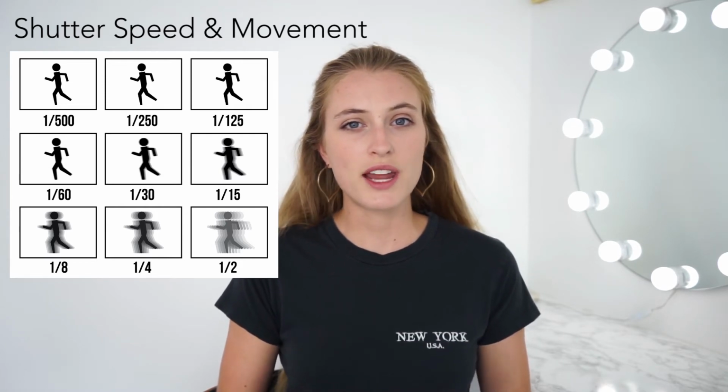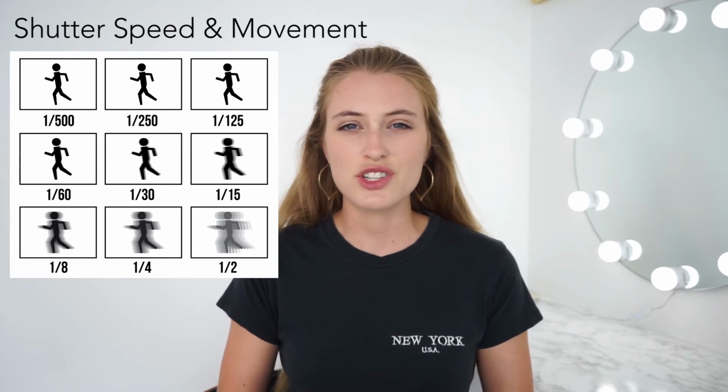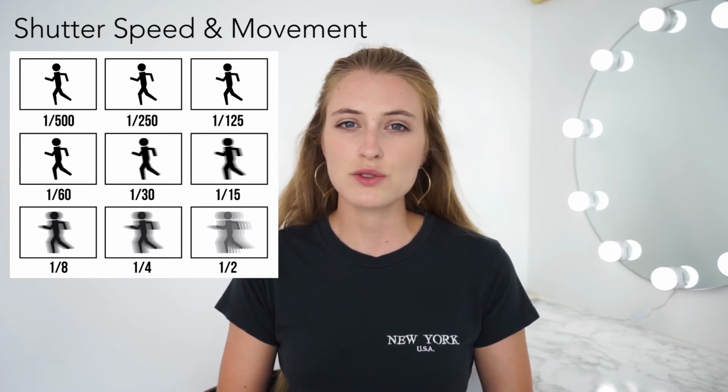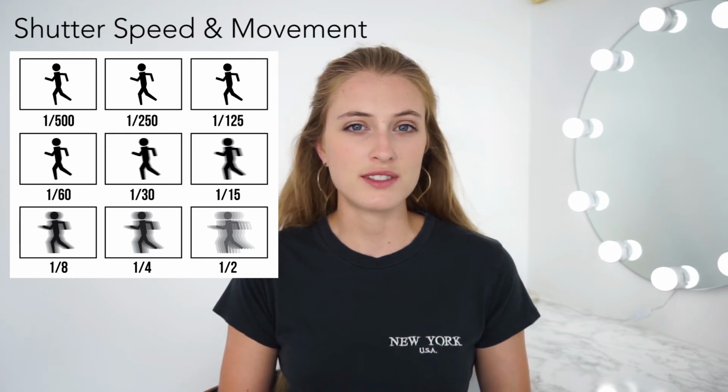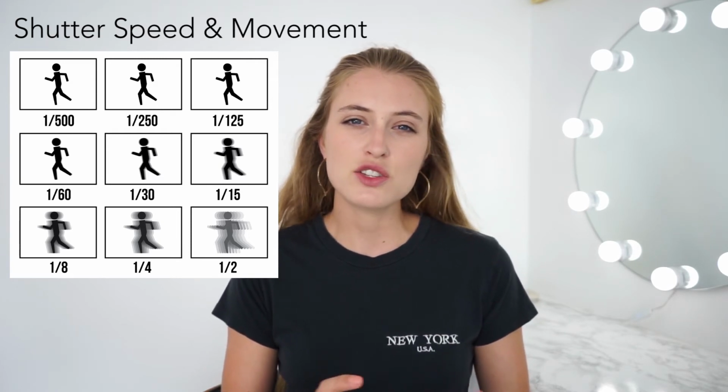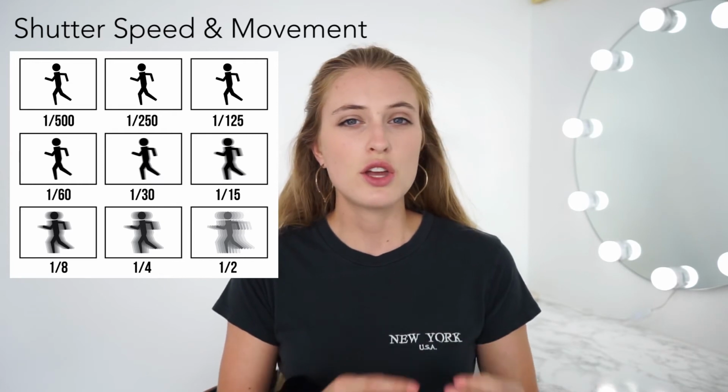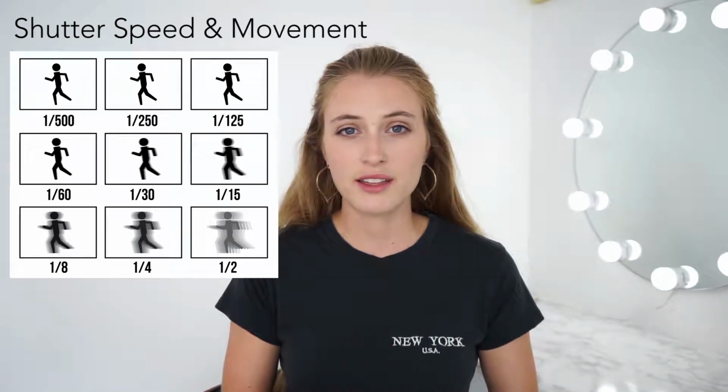But in that case, you would have to use a tripod because as a general rule, you shouldn't really hand hold your camera on any shutter speed lower than 1/60. Because if your hands shake even just a little bit, your whole image can turn out blurry.